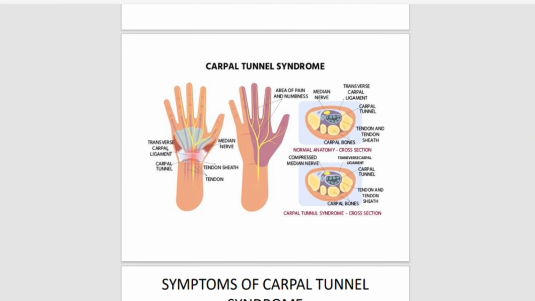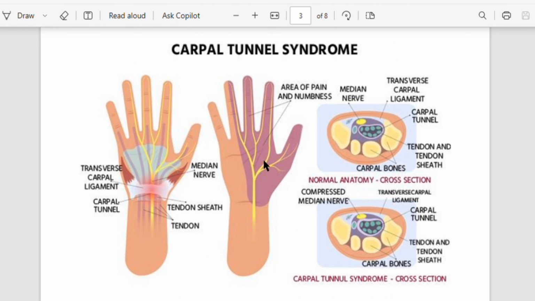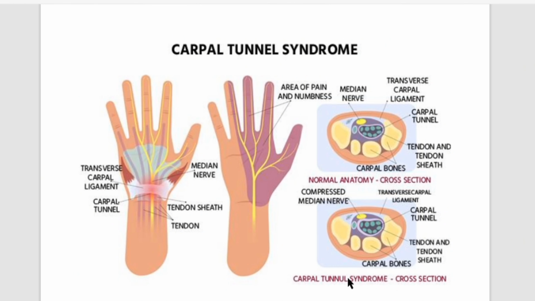tunnel syndrome. Here is a pictorial representation of carpal tunnel syndrome, so that you can have an idea. This is the median nerve. This is the course along which the median nerve runs to the carpal tunnel. Here are the carpal bones, and this is the normal anatomy of the carpal bones, and it is the cross section of the carpal tunnel. Here you can have a look at the carpal tunnel, and here is the transverse carpal ligament, and here is the carpal tunnel. Here are the tendons of the fingers, and carpal bones are also present here.